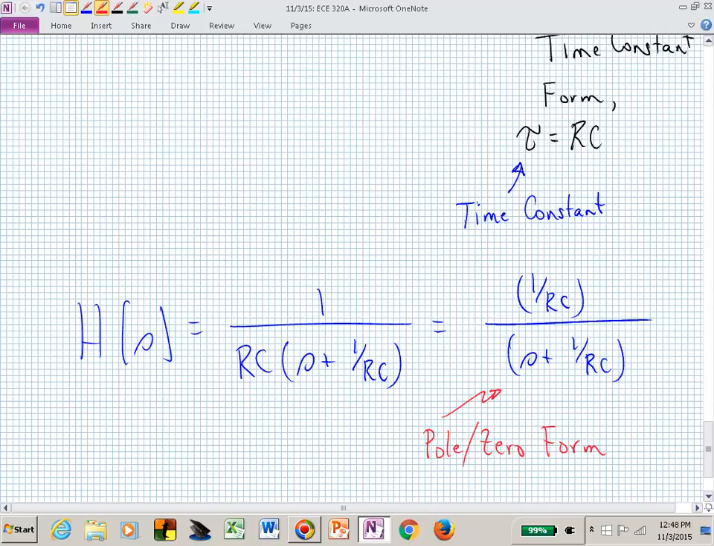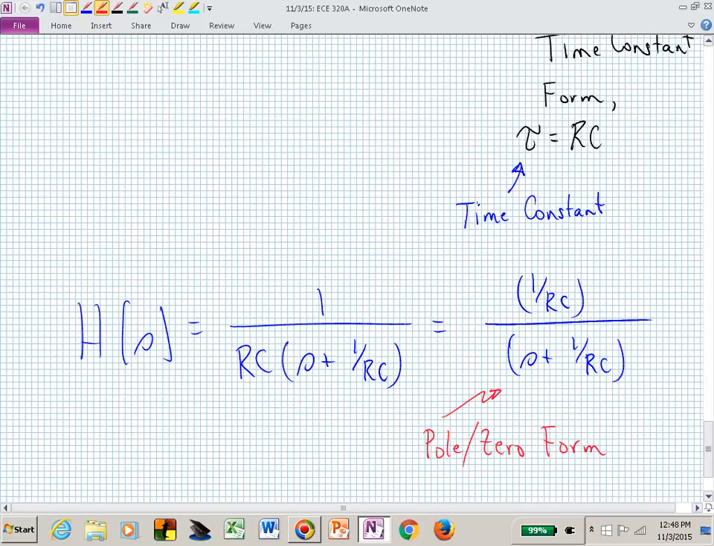Where are your finite zeros? Or how many finite zeros do you have? You do not have any, do you? You do not have a finite zero. There's no finite value of s that causes that transfer function to equal 0.